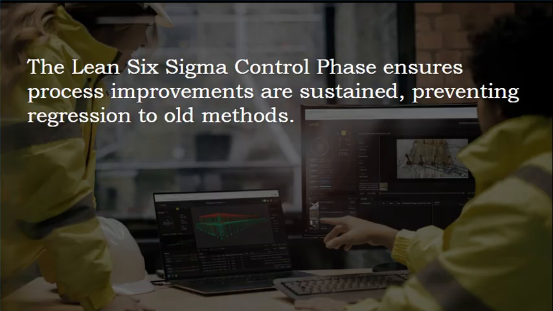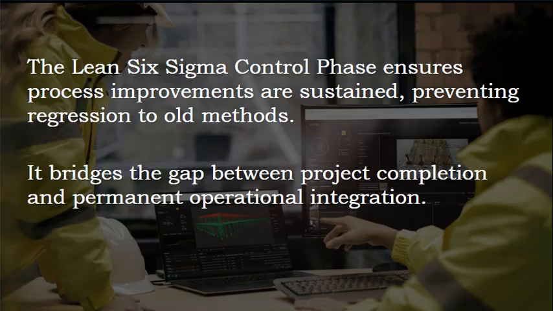The Lean Six Sigma control phase ensures process improvements are sustained, preventing regression to old methods. It bridges the gap between project completion and permanent operational integration. Instituting controls can be the difference between temporary and long-term improvements.